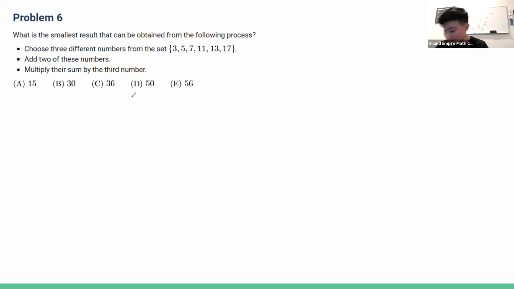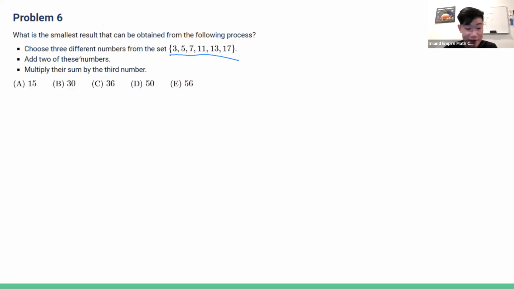Okay. So let's see. What is the smallest result that can be obtained from the following process? All right, what's the process? Well, we have to choose 3 different numbers from this set. So any 3, we have to add 2 of those 3 numbers and multiply their sum by the 3rd number.